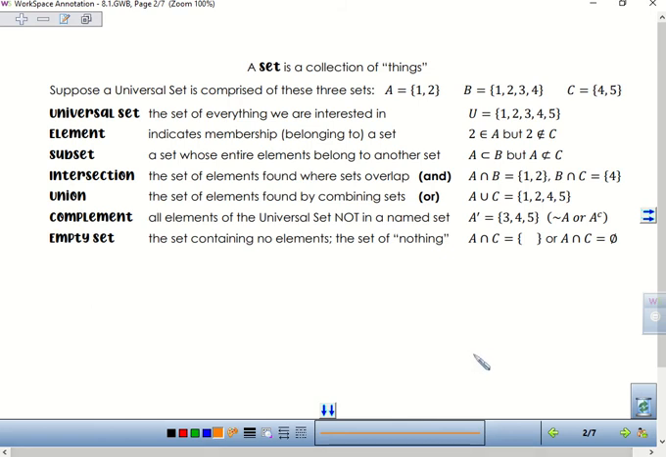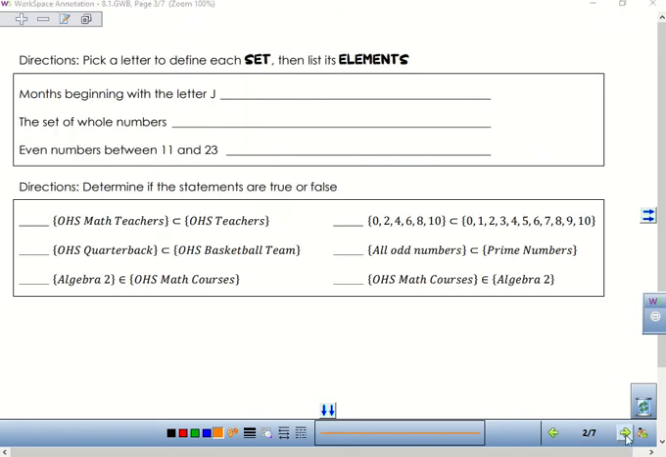So there's 2 proper ways to write that. You can either simply write brackets with nothing in them, or you can write a 0 with a line slash through it. Those are the 2 notations that you have the choice of using. Multiple choice can use either.